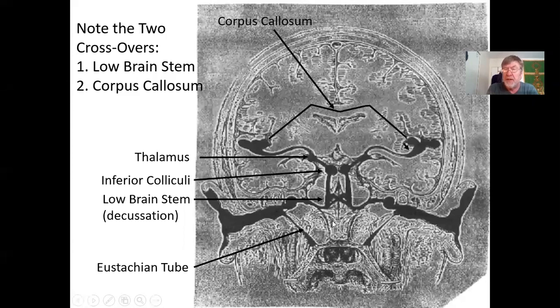See the medulla? Okay, pons, midbrain, thalamus, and then radiating out to Heschl's gyrus. Remember, this is a coronal cut. And there's that longitudinal fissure again. Here's the corpus callosum. So you have two crossovers, one here and one here.